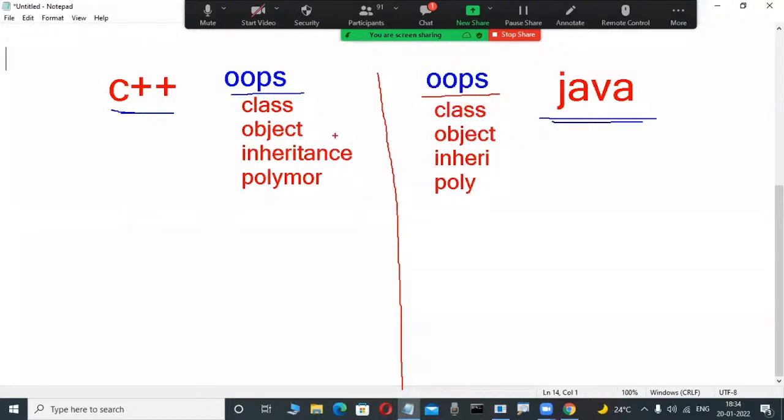Okay, C++ and Java. Conceptually, what is a class? What is an object? What is inheritance? What is polymorphism? Like this. Encapsulation, binding, and so on. Okay, but observe here.